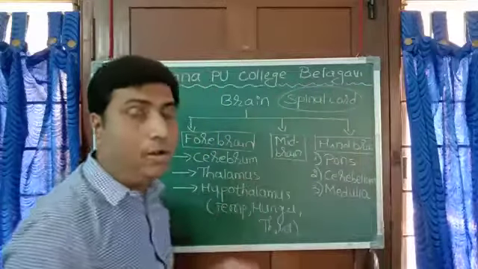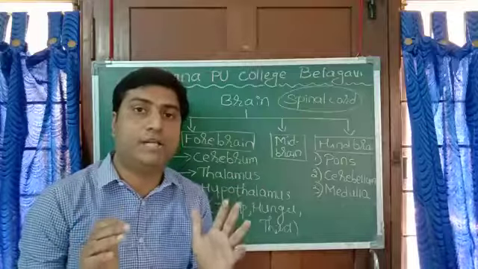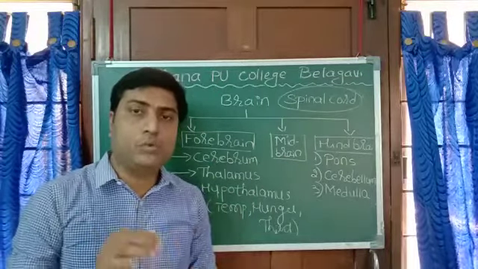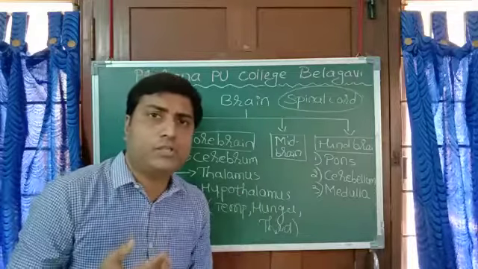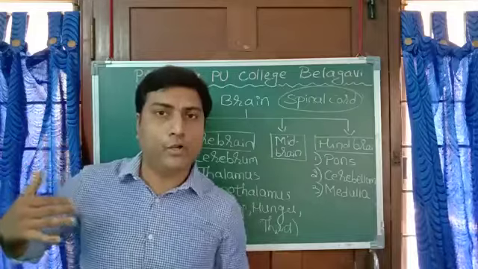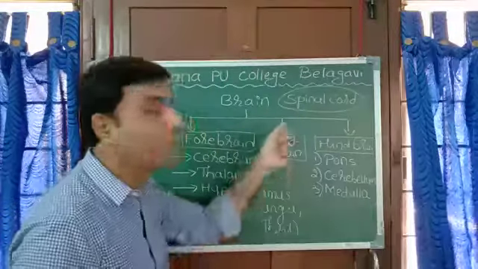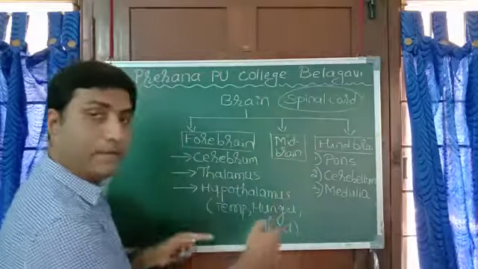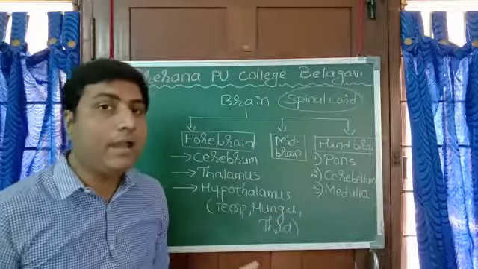Spinal cord is related to reflex action. Reflex action means a sudden response to a stimulus. Suppose you are working in the kitchen and by mistake you touch a hot vessel, you suddenly withdraw your hand. That is a reflex action, and such actions are controlled by the spinal cord. So this you can remember, which is more than enough for your annual examination.